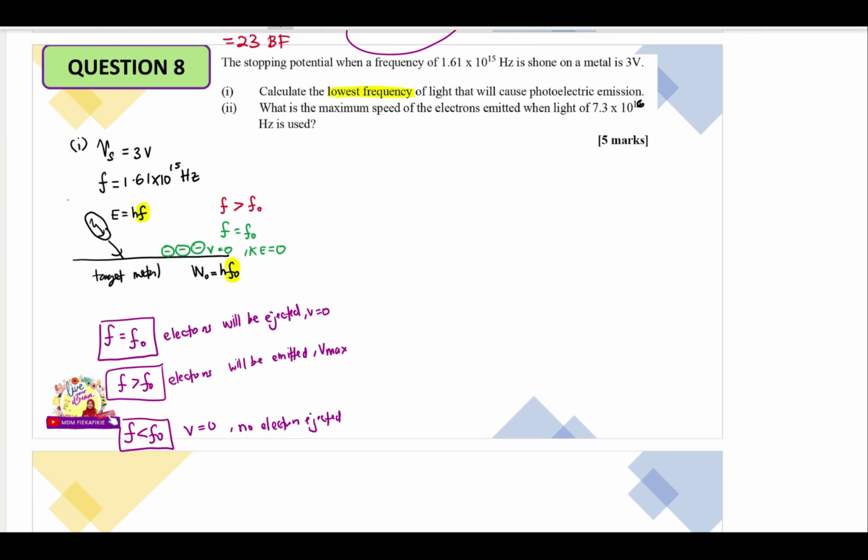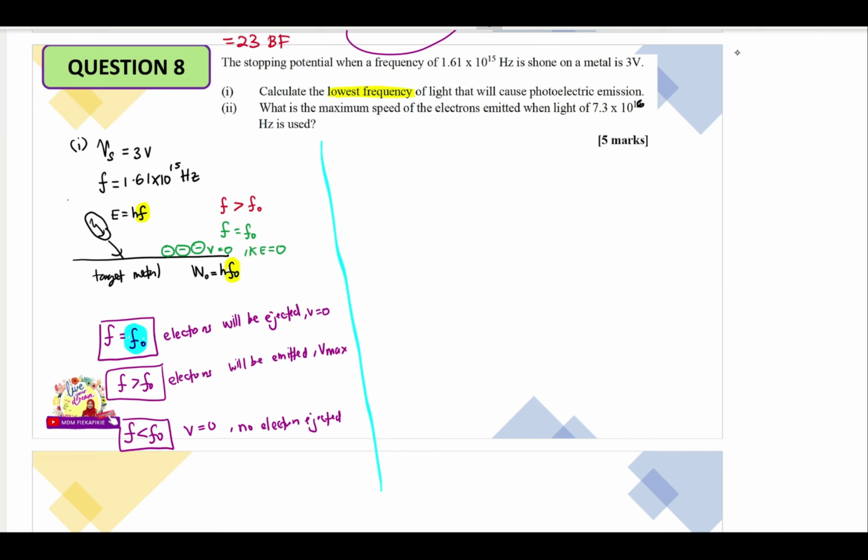Okay, so in order to calculate the lowest frequency, kita nak tahu nilainya. Sekarang soalan tanya kita kira ini, F0. So that's mean the lowest frequency of the light that will cause for the photoelectric emission at least, frekuensi kita guna tu sama dengan F0. Lagi besar lagi bagus lah. So dia nak tanya the lowest frequency kan. Okay, so kita tulis dekat sini.